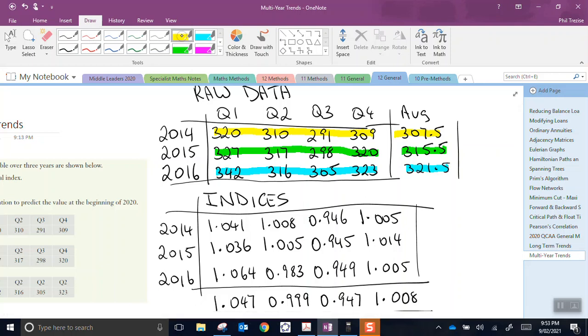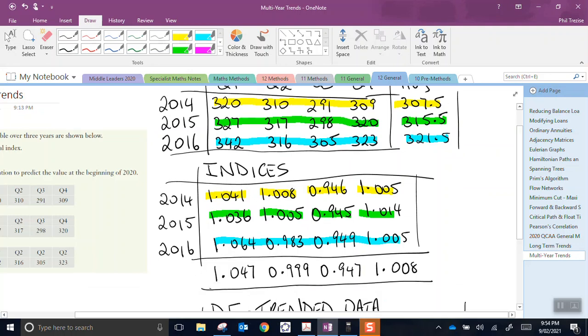I then started doing my indices. So I took the 320 from 2014, dividing by that year's average of 307.5 to get this index. The 310 from the second quarter divided by the same 307.5, and likewise those indices for 2014 were calculated on just the 2014 data with the 2014 average. I did the 2015 data, so 327 divided by 315.5 gave this index. Likewise for the other data from 2015 with the 2015 average. Finally, the 2016 data with the 2016 average. So I now have indices for each quarter for all 3 of the years.